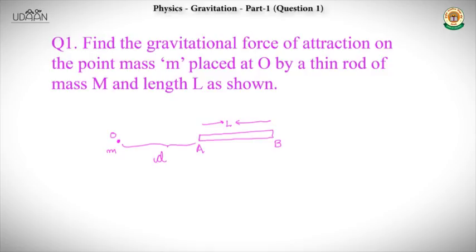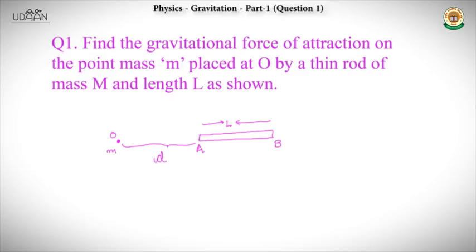So guys, we are done with the theory of gravitation. Now it's time for us to take up a few problems. Here's the first question for you. You have to find the gravitational force of attraction on the point mass m placed at a point O by a thin rod of mass M and length L as shown in the figure.